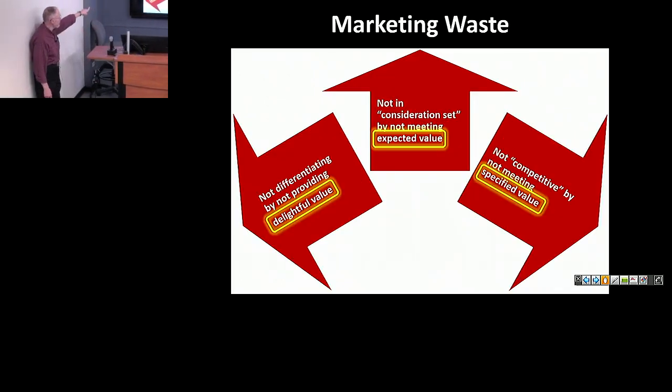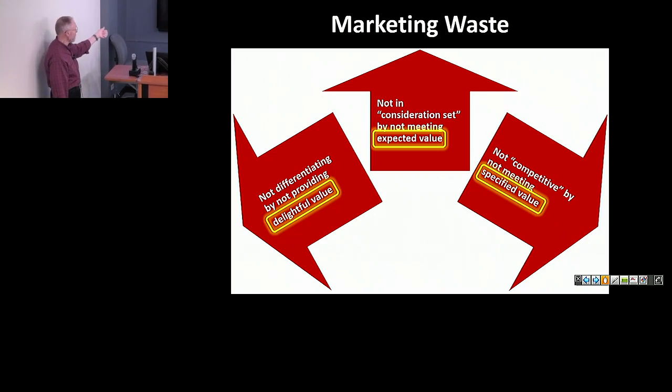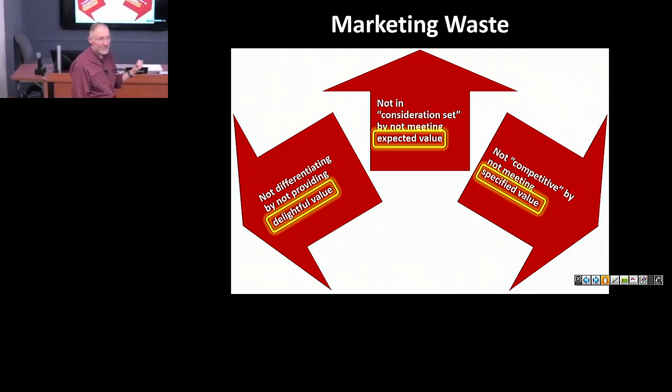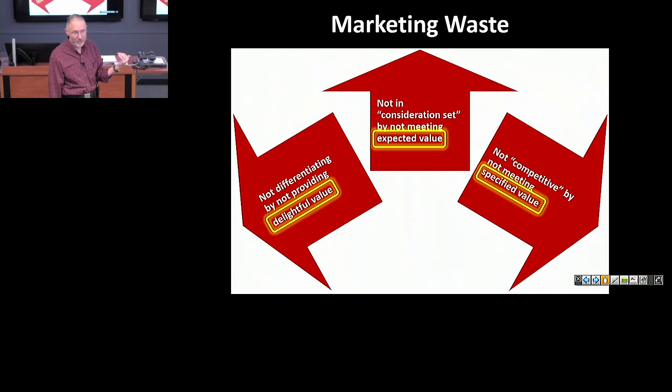So marketing waste would be not taking advantage of each of those three areas, right? Not providing expected value. If you don't provide expected value, that's waste. If you don't provide specified value, that's waste. And if you don't include delightful value, it's waste because you won't distinguish yourself from your competitors. Right? None of our competitors offered their services for free to show them how they could save money by changing what were inconsequential changes in the print. They just drew it that way. Right?